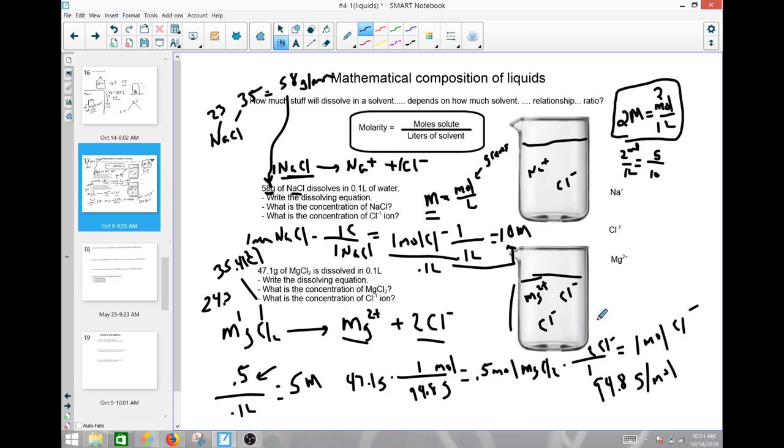And again, that's like saying if I have 1 of these, I get 2 chlorines. If I have 10 of them, I get 20 chlorines. 1,000, I get 2,000 chlorines. If I have 2 moles, I get 4 moles of chlorines. So I'm doubling my amount of chlorides. So just 1 mole divided by 0.1 liters equals 10 moles per liter. And that's my answer for letter C, for the last one.